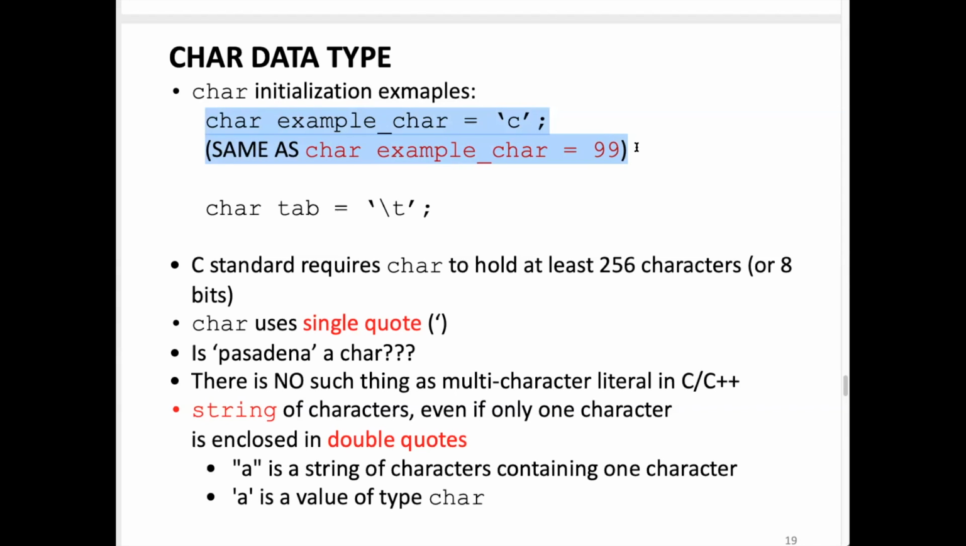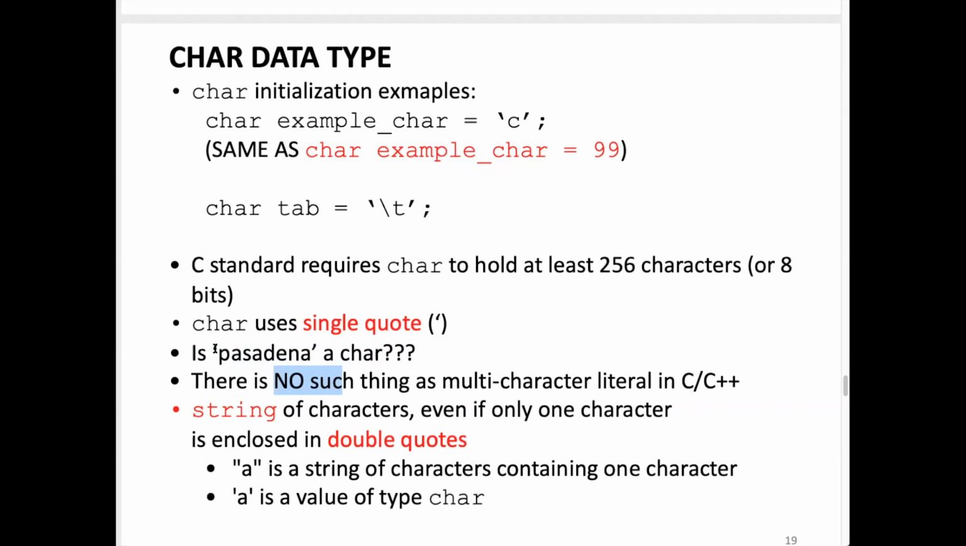But it's not the same when you're a human being looking at these numbers, you don't know what they are. This thing in red is a pretty bad practice. You don't want to write something like that, even though it works. Like I said, char uses a single quote. Can you have Pasadena enclosed in a single quote? The answer is no. There's no such thing as a multi-character literal in C++.